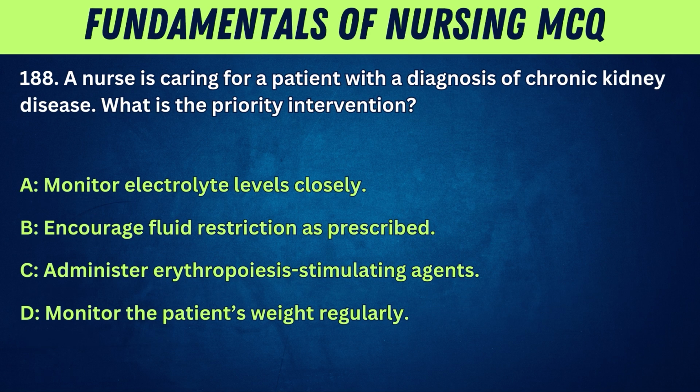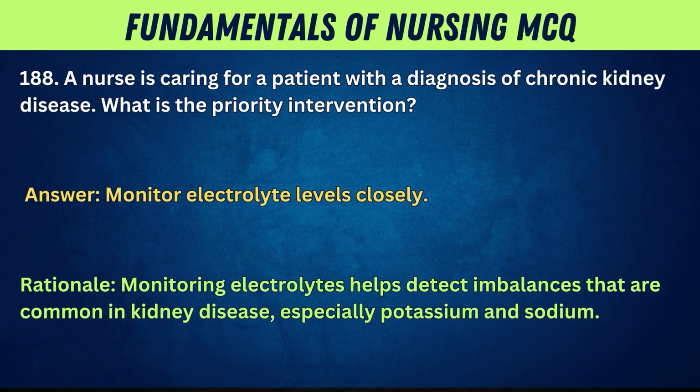188. A nurse is caring for a patient with a diagnosis of chronic kidney disease. What is the priority intervention? A. Monitor electrolyte levels closely. B. Encourage fluid restriction as prescribed. C. Administer erythropoiesis-stimulating agents. D. Monitor the patient's weight regularly. Answer. Monitor electrolyte levels closely. Rationale. Monitoring electrolytes helps detect imbalances that are common in kidney disease, especially potassium and sodium.